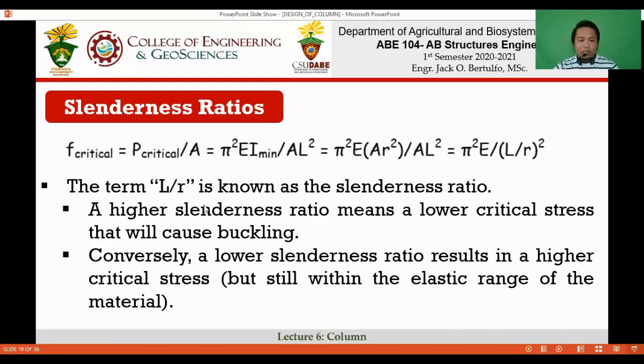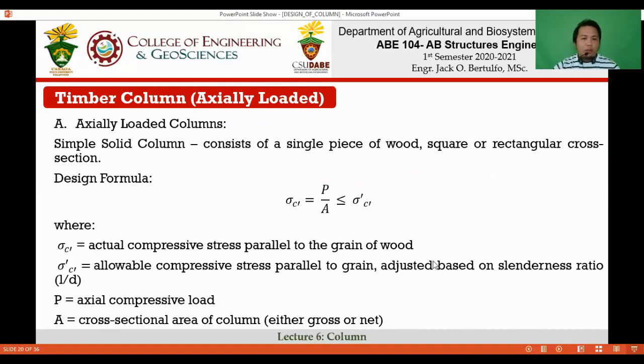That's why in calculating the L over r, sometimes we calculate two L over r values for one column, one with respect to y and one with respect to x. We will see what will happen, and we look at which one has the larger value. The larger value is the one we will use as the slenderness ratio for our formula here. Okay, just remember our formulas. We will come back to them.